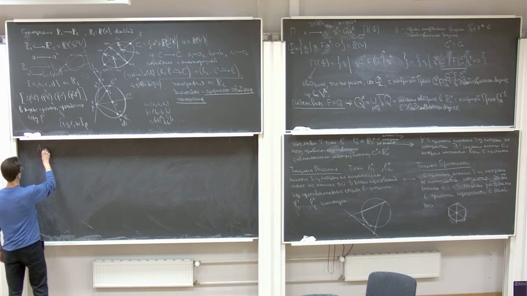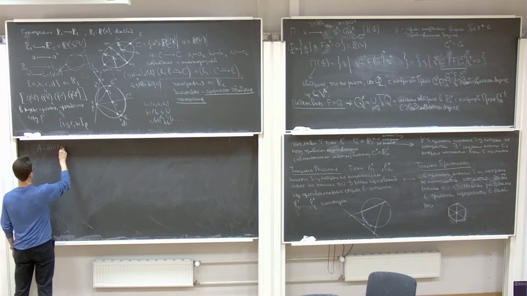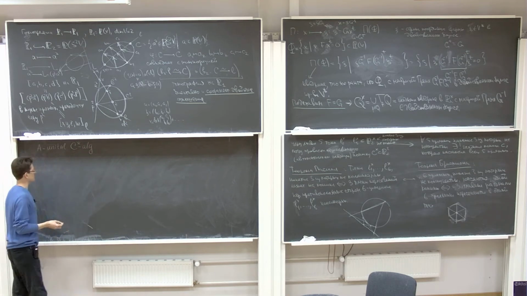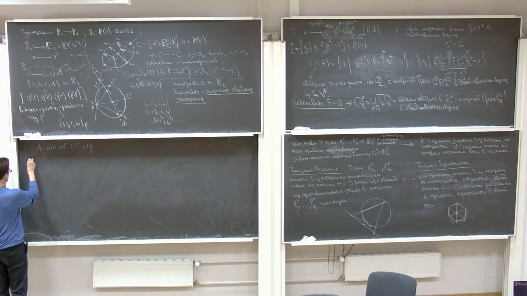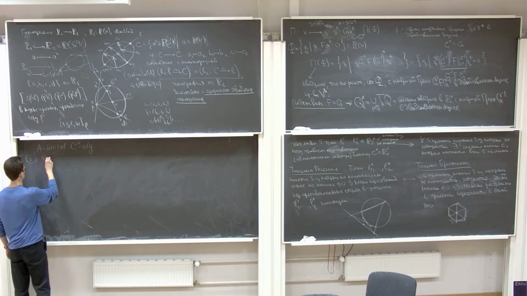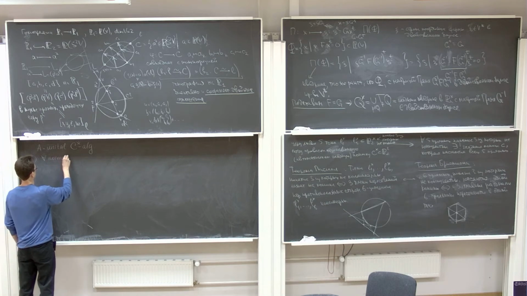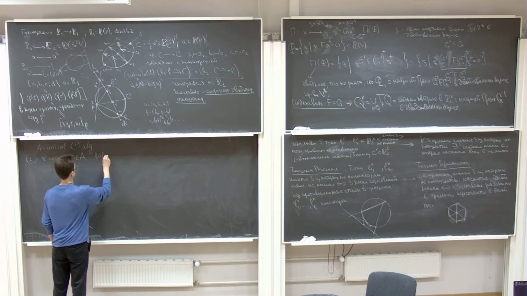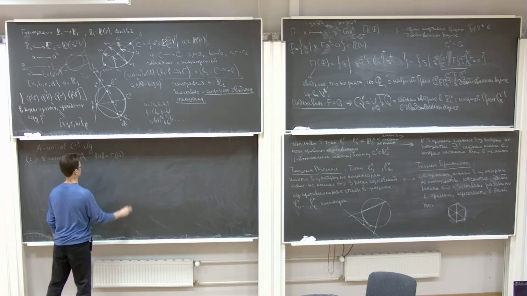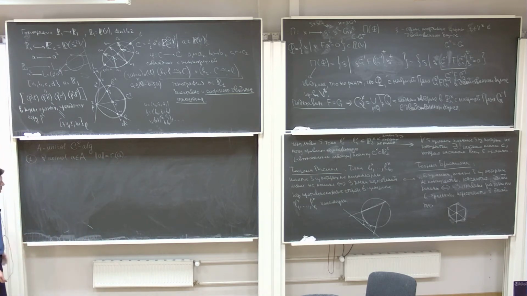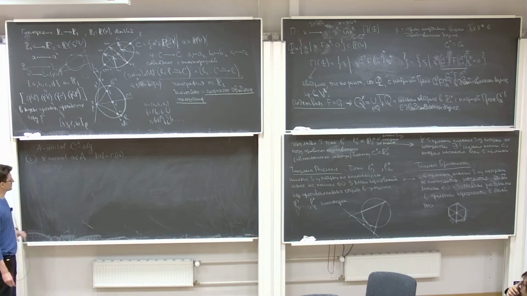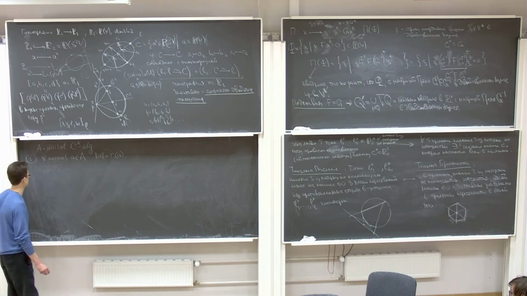So A is a unital C-star algebra. The first fact, which was proved at the previous lecture, is that for any normal element A in our algebra, the norm equals the spectral radius. So let's recall that in the general case, the spectral radius is less than or equal to the norm. But for normal elements of C-star algebras, we have an exact equality.